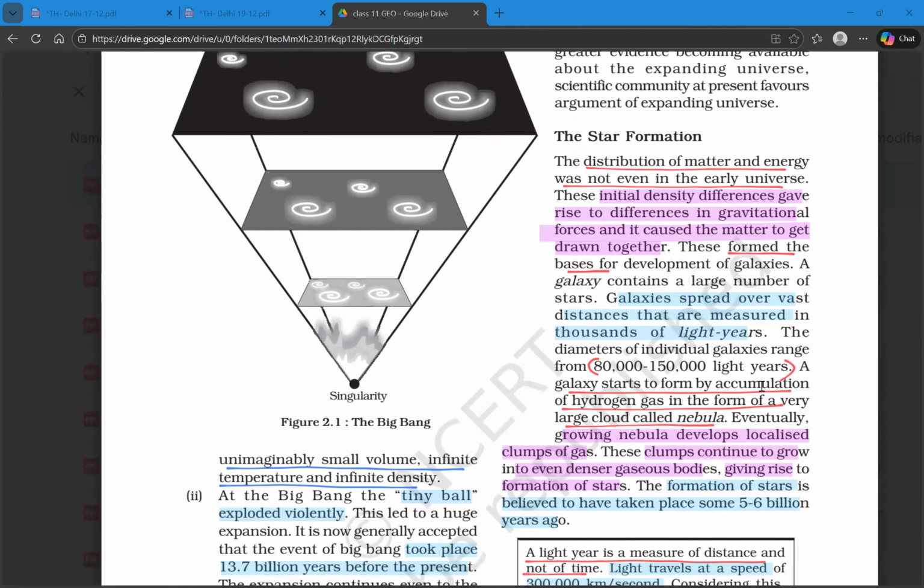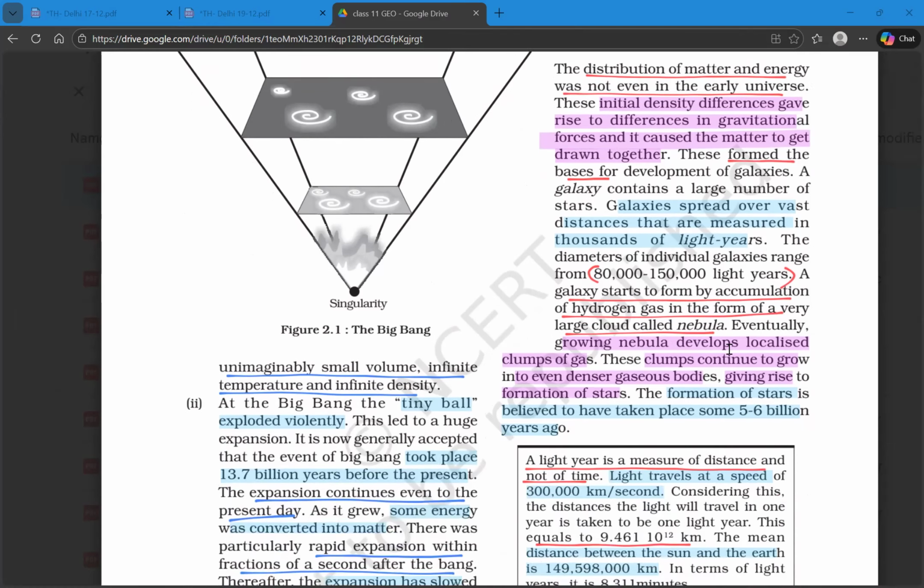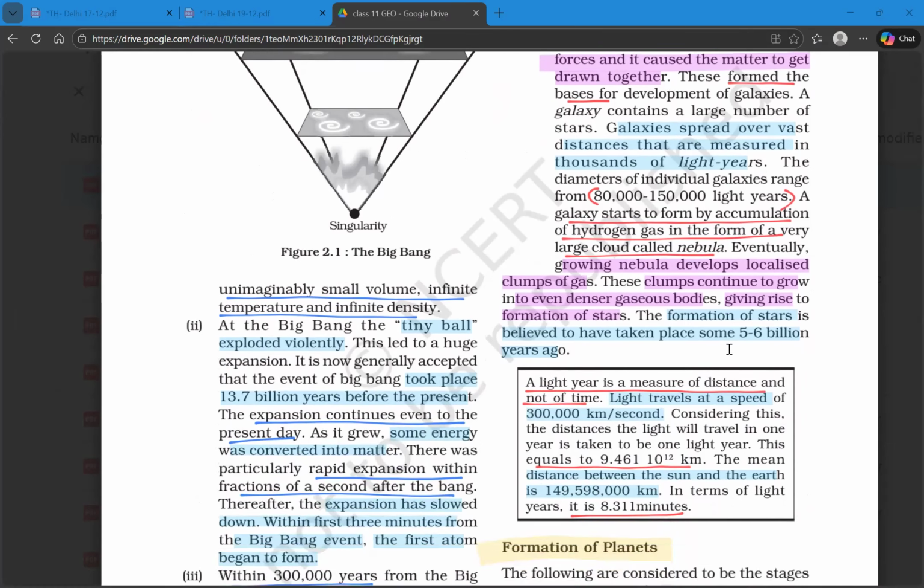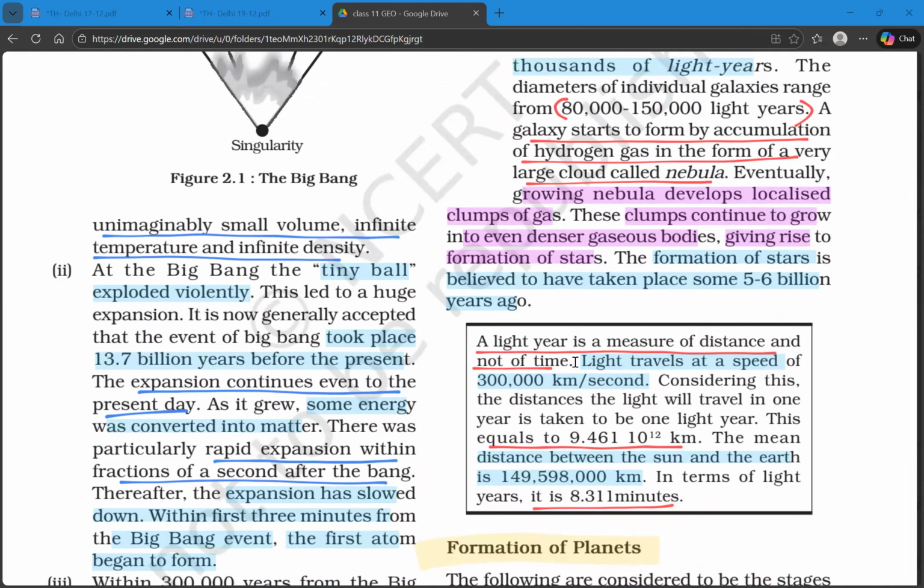So how are galaxies measured? They are measured in light years. Before that, we'll see what a light year is. A light year is a measure of distance and not of time. As we hear the word year in light year, we may think of it as a measure of time, but no. A light year is a measure of distance. It actually measures the distance that light travels in 1 year.